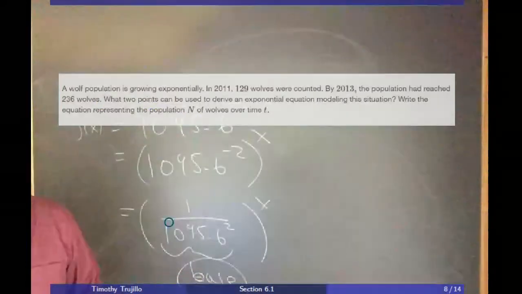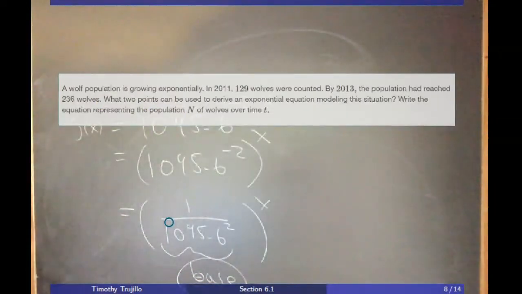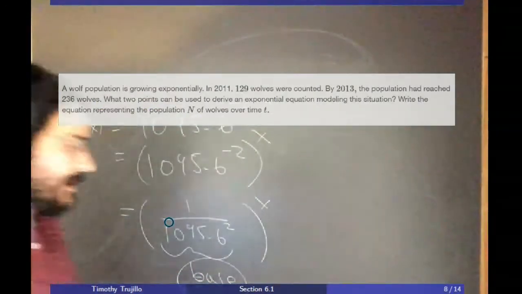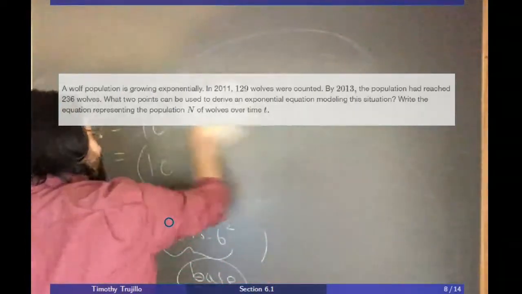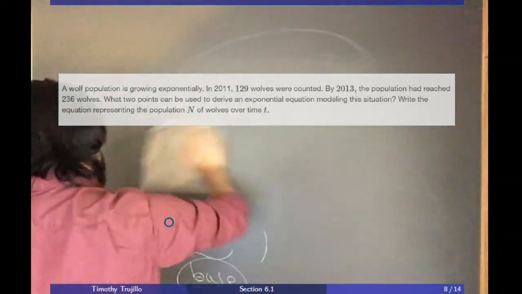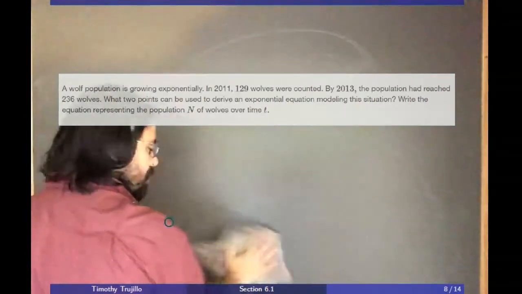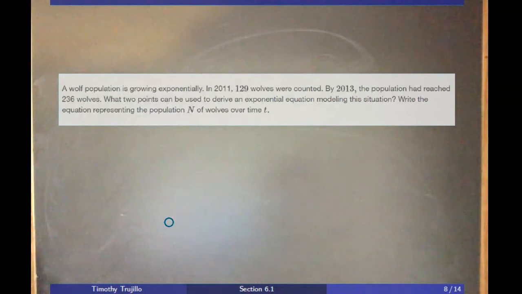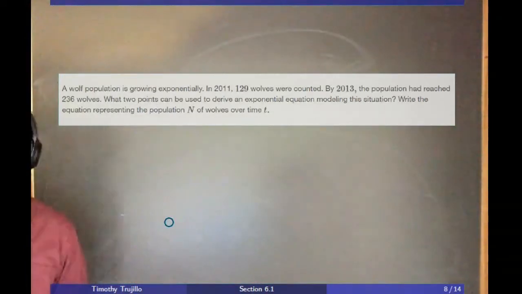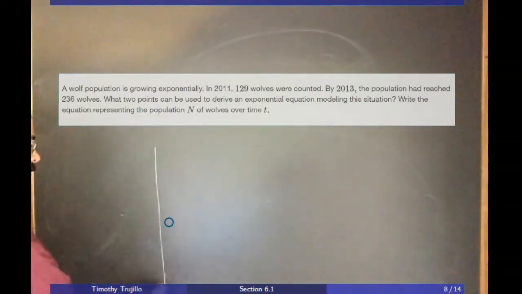Okay, so another sort of thing that you'll be interested in doing is, somebody gives you 2 points on an exponential function. You should be able to write down the equation. And here, this is a word problem, but it's just giving you 2 points on the graph of an exponential function. So let's go ahead and talk a little bit about that and draw a picture.